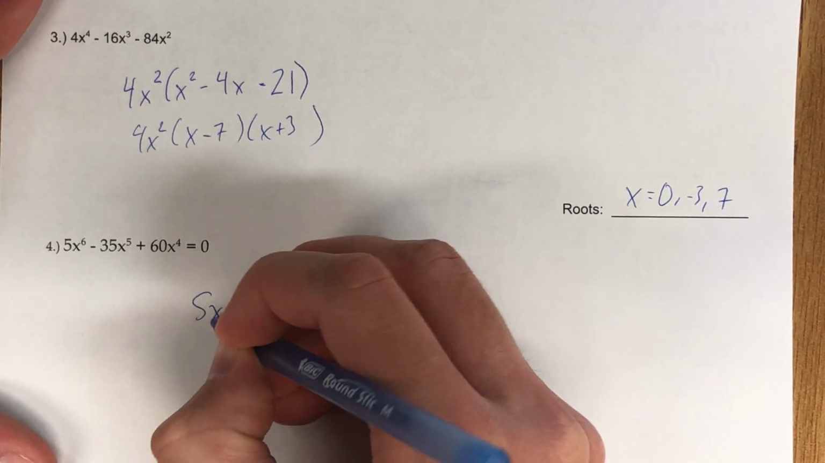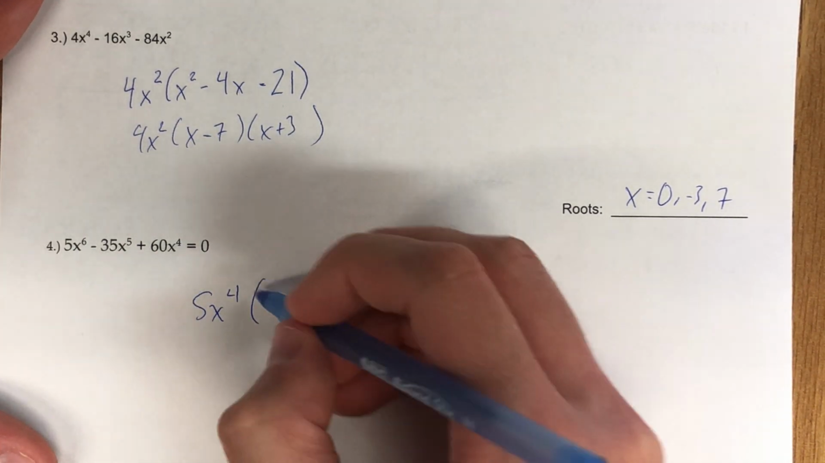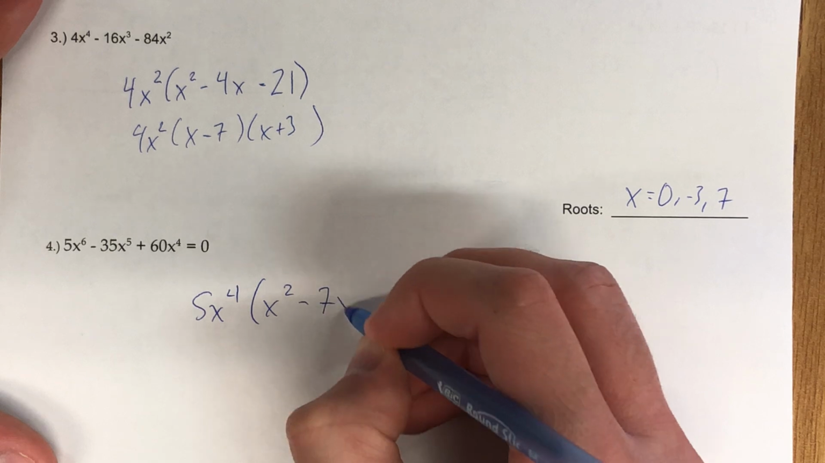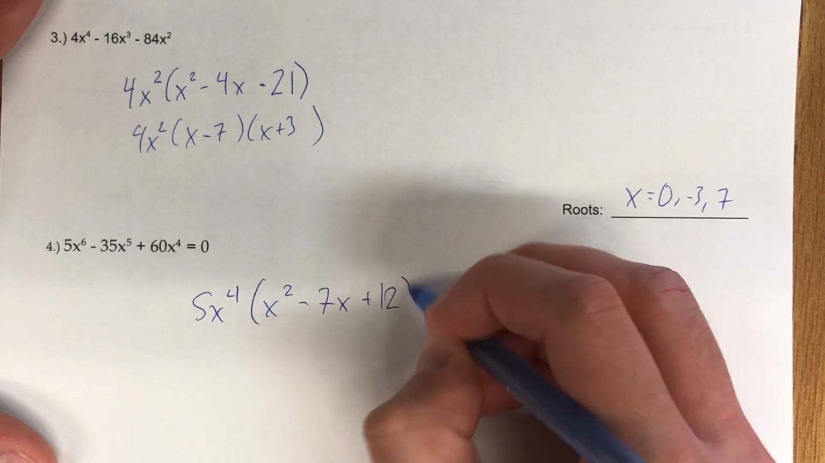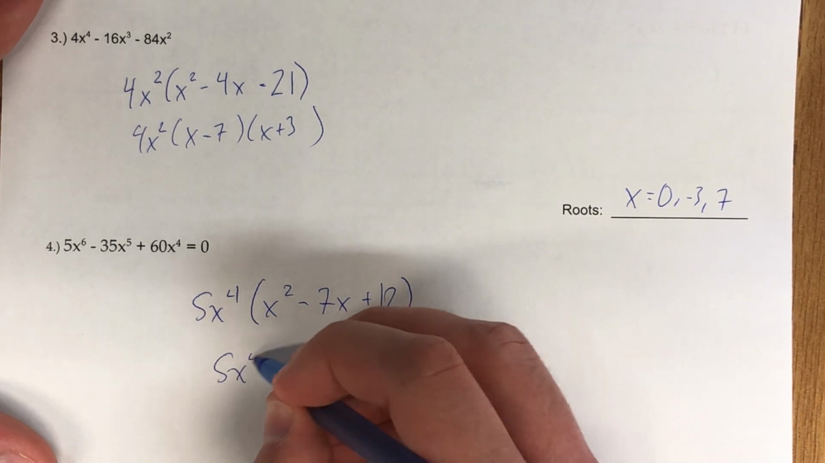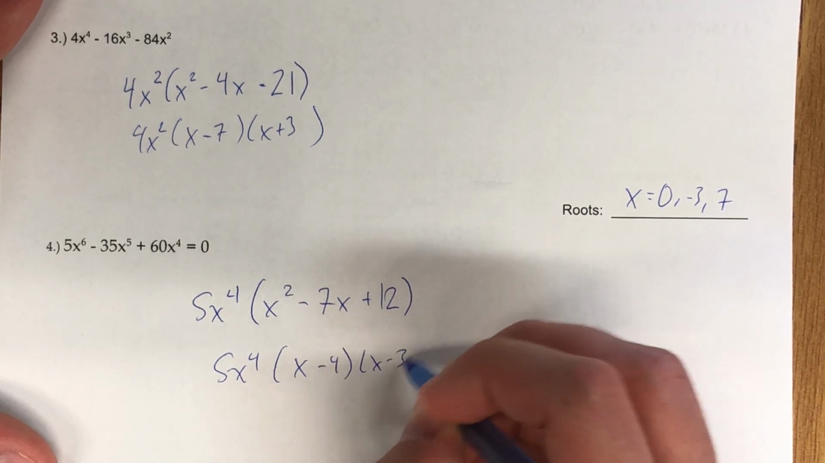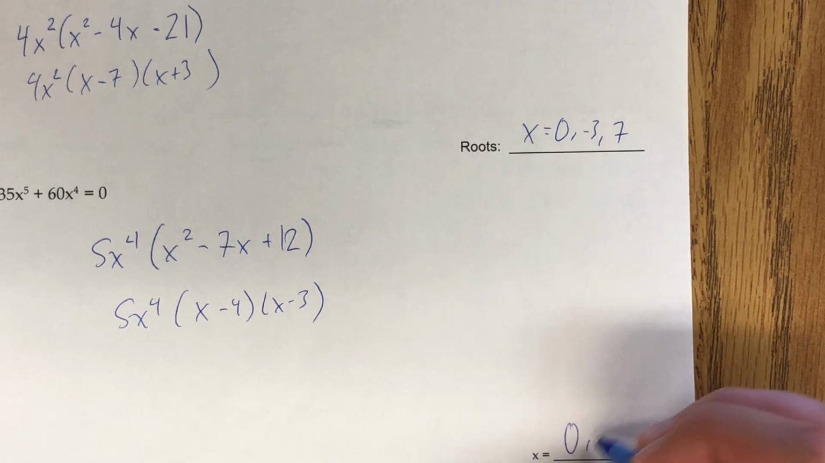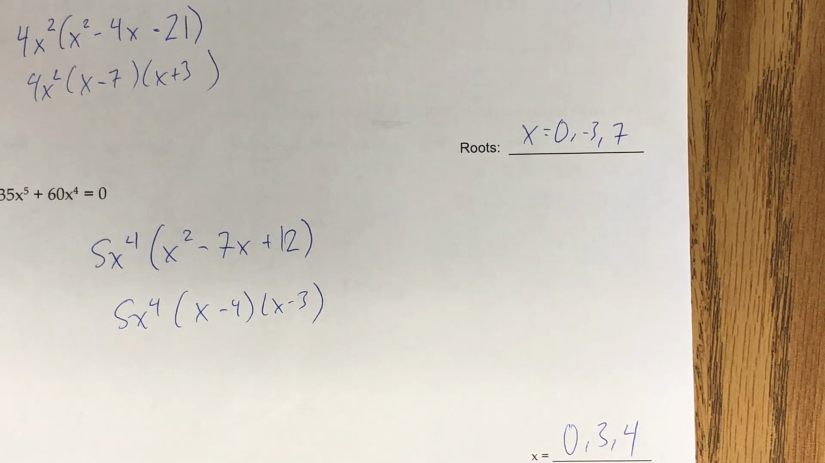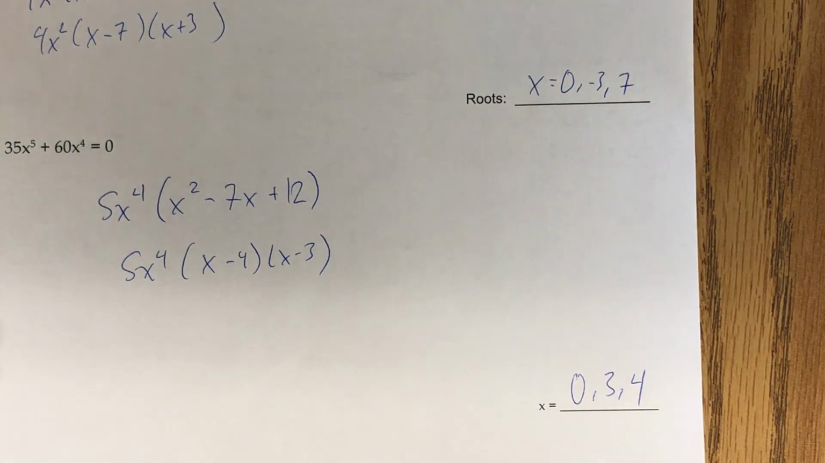For the last, 5x squared is my GCF, which leaves me with x squared minus 7x plus 12. Factor that into x minus 4, x minus 3, which leaves me with roots of 0, 3, and 4 when all is said and done. And that's it.